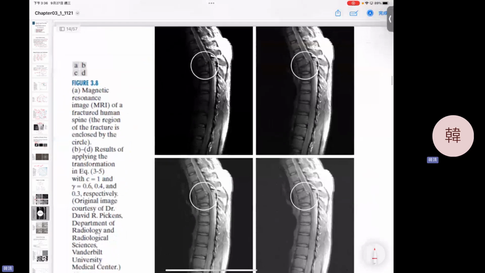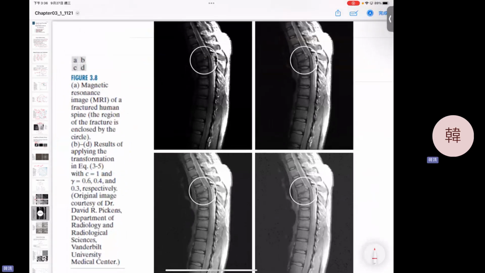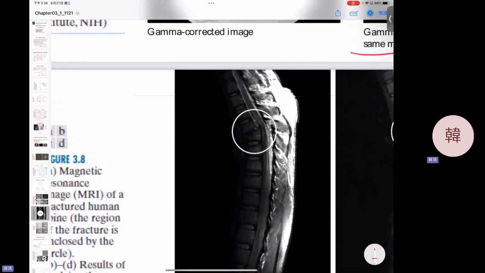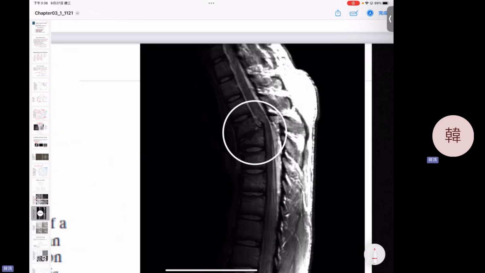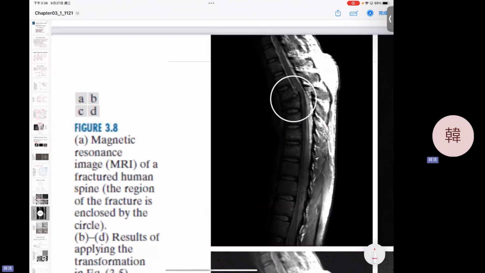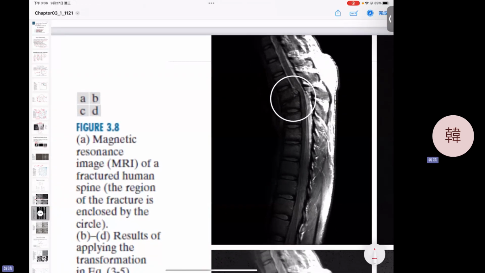Also, this is an MRI, magnetic resonance image, of a fracture. If you look at this one, that's the result you get immediately from the medical device. So what can you do? Actually, they say there is a fracture, but in this condition it is not clear, right? What can you do? Is this too dark or too bright to you? Too dark, right?